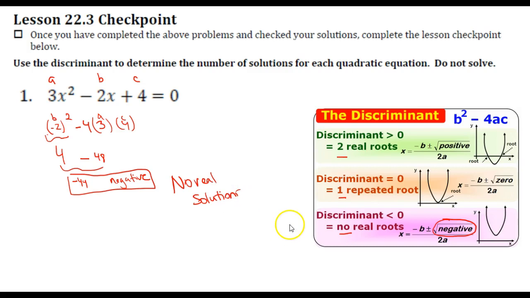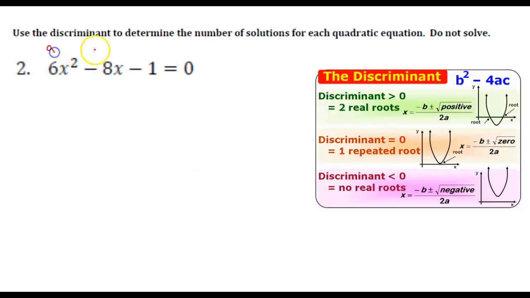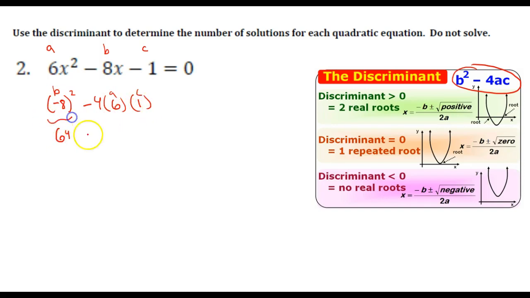Moving right along, I'll identify our A, B, and C value again. b squared minus 4ac is our discriminant, as it shows right here. So I'm going to write that in. Our B, A, and C value would be about 64 for this one, and about 24 for that one. And I would get a positive 40. A positive number. So that means I'm going to have 2 real solutions. Well, that's a change for once, right?